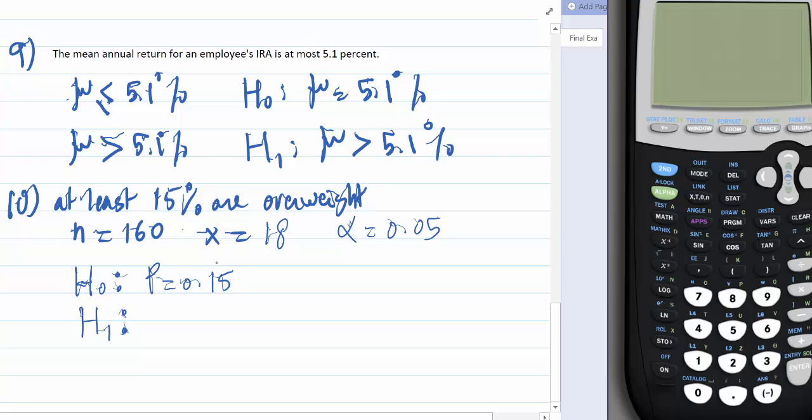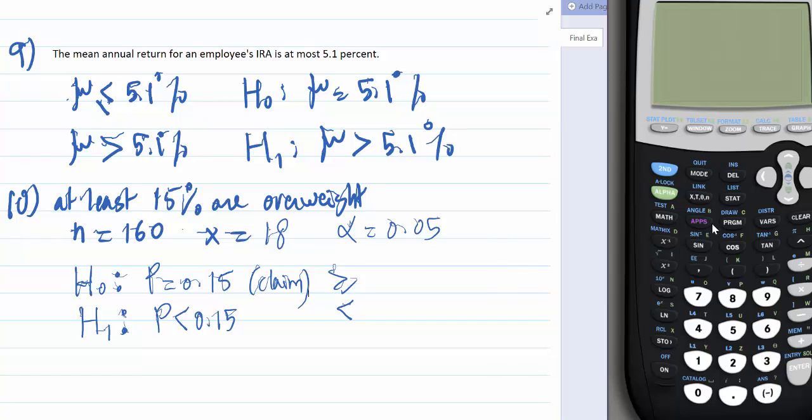Now, what is the competing claim against at least, and what's the complement of at least? What would be the complement of this sign will be less than. So our alternative should be P less than 0.15. Now you ask me a question, why did I put the less than in the alternative? Because the alternative must have less than, greater than, or different from. Anything else goes to the null hypothesis and gets replaced only by the equal sign. So this is where the claim is.